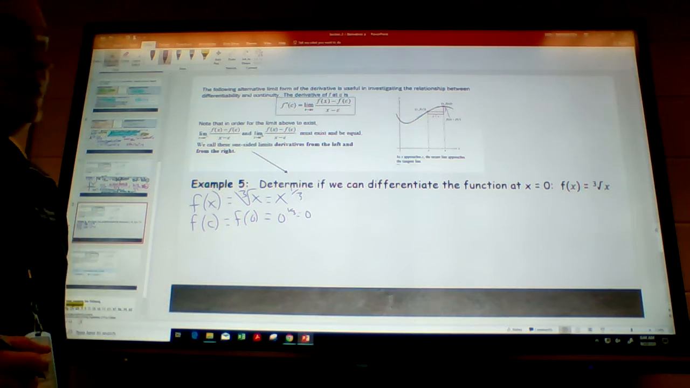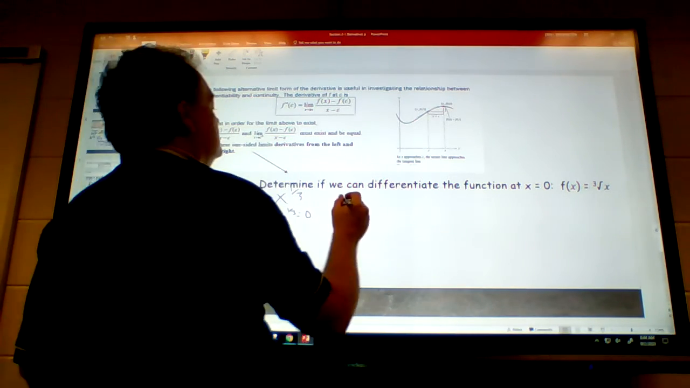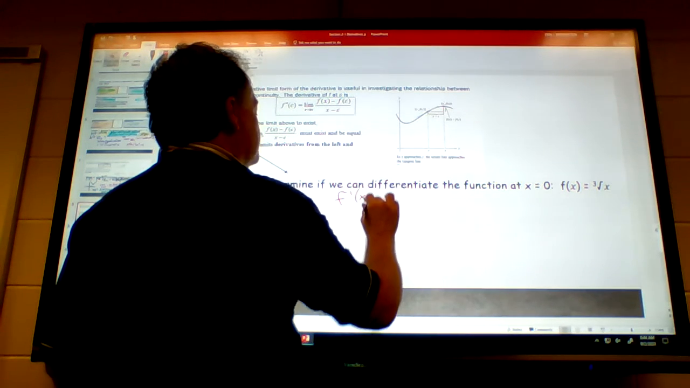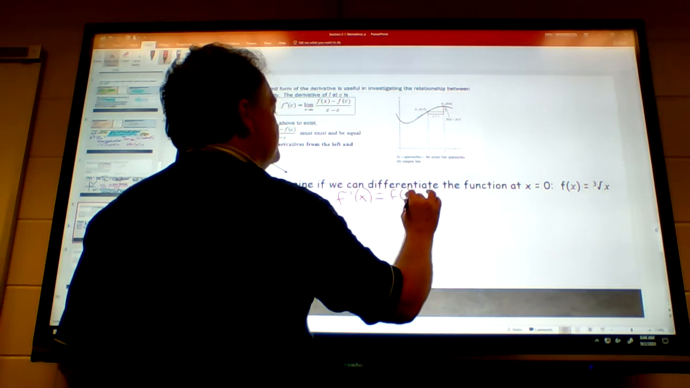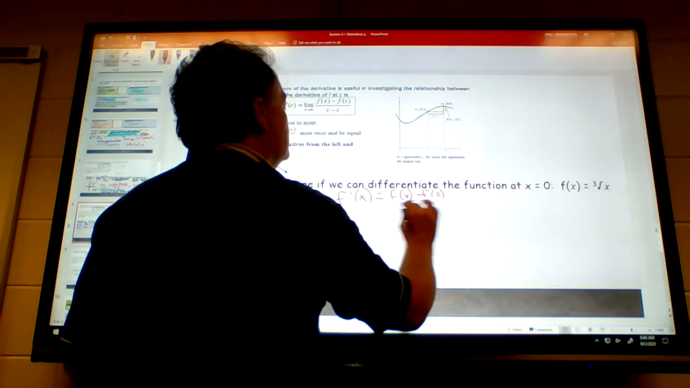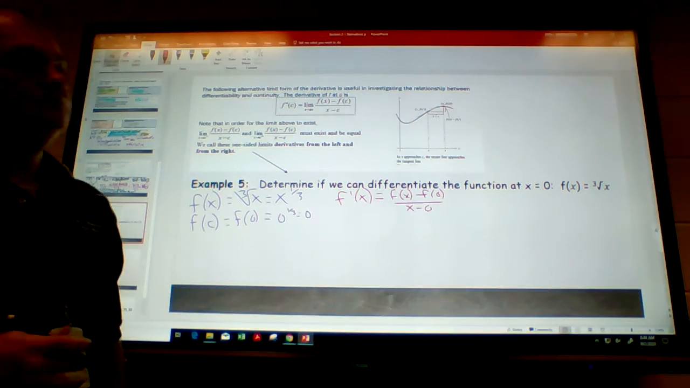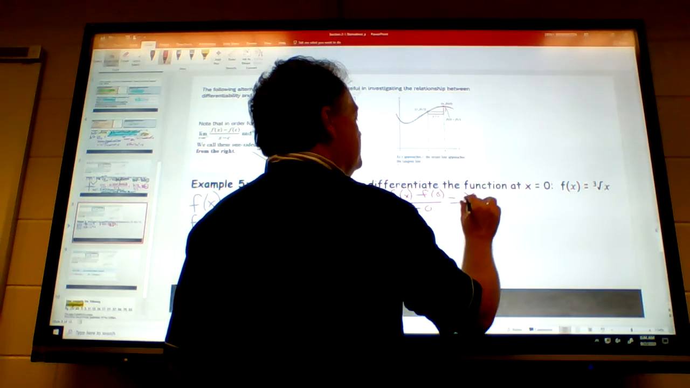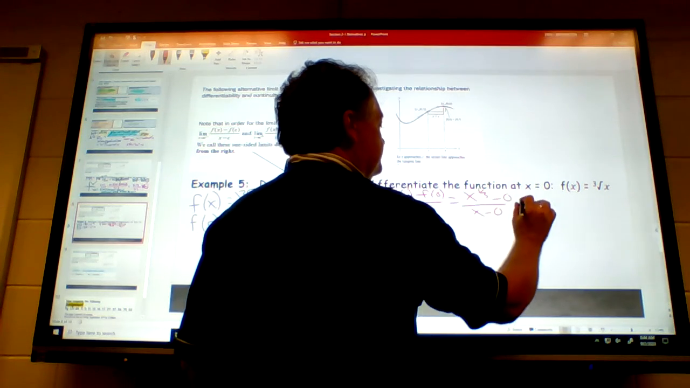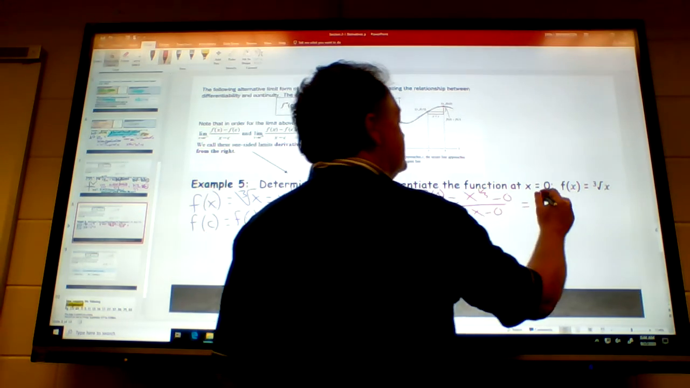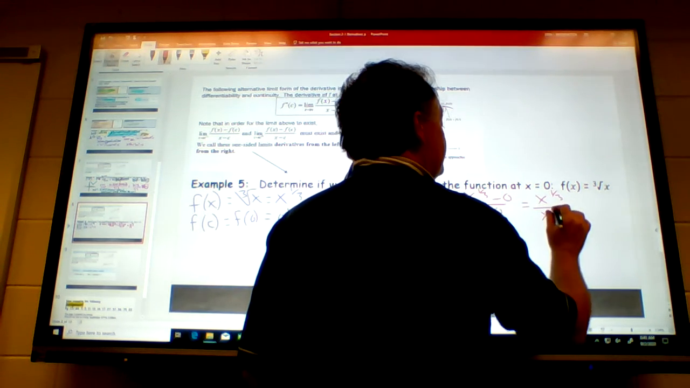Okay, so the limit, so f prime, and I'm going to switch colors. So f prime of x equals, in this case, f of x minus f of 0 all over x minus 0. So it equals x to the 1/3 minus 0 over x minus 0, which in this case is x to the 1/3 all over x. Now that's x to the first.